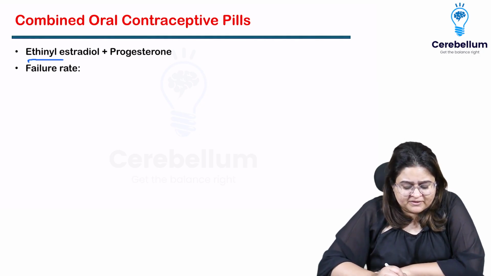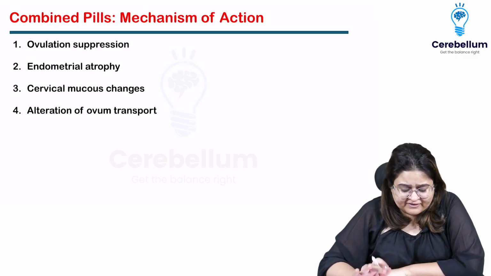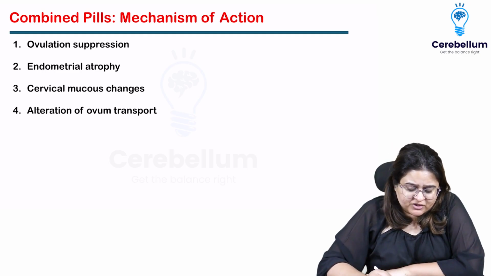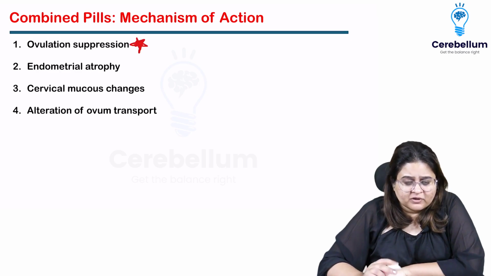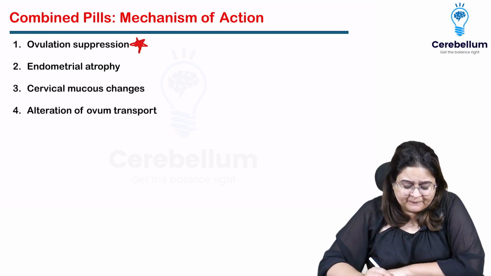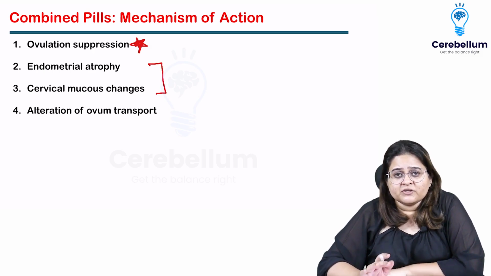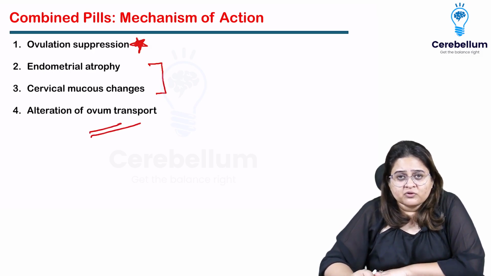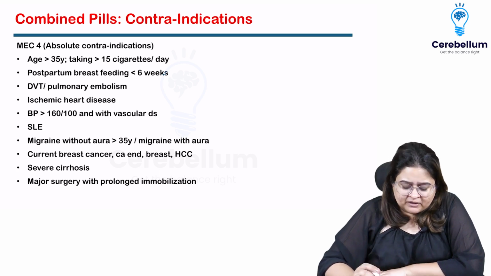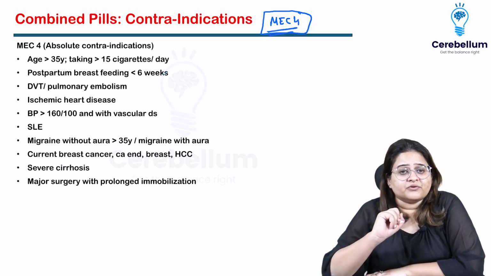Now, in combined, remember you have estrogen plus progesterone. The estrogen component is relatively the same. It's ethinyl estradiol, and the progesterone component varies. If used correctly, they are very, very effective. The primary mechanism of action is inhibition of ovulation. So, if you are asked amongst all these 4 options, the main mechanism of action is inhibition of ovulation. Because it has progesterone, it also acts by endometrial atrophy, cervical mucus changes, and also the fallopian tube motility is affected.